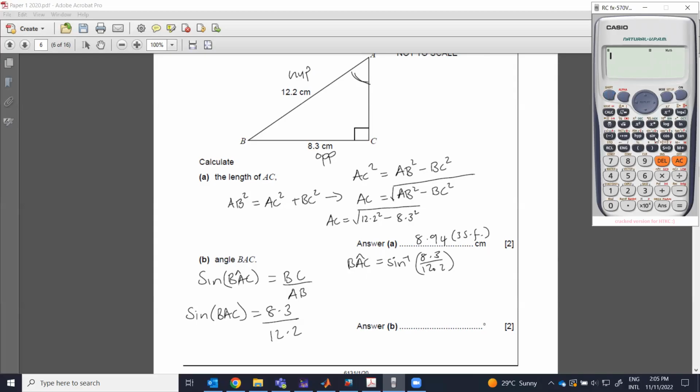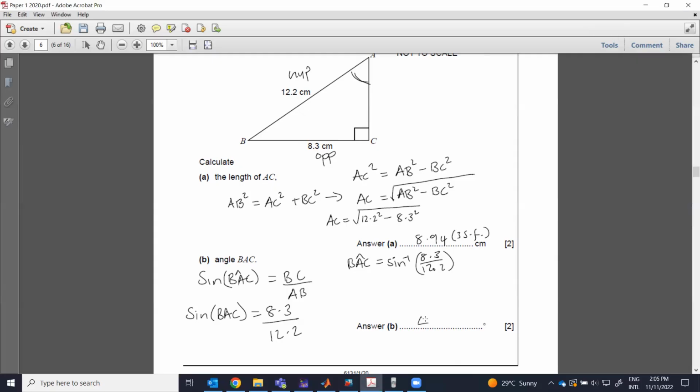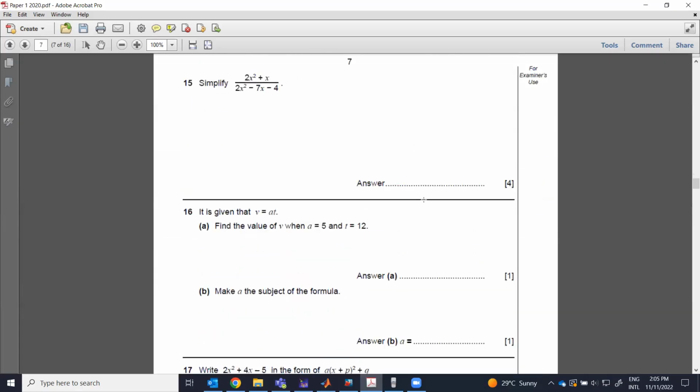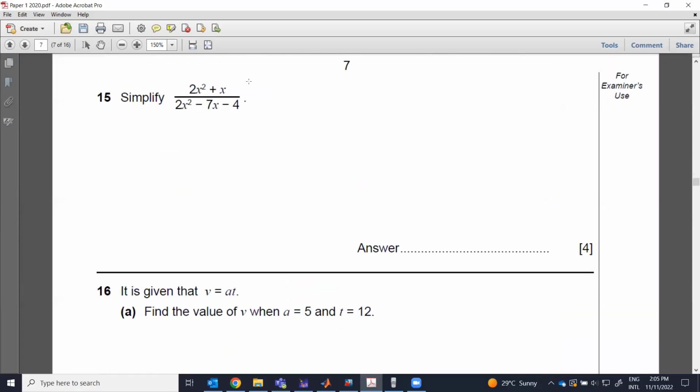So we type in sine inverse of 8.3 over 12.2. Okay, my bracket. Okay, make sure brackets are there, very important, and that is 42.9 degrees. And this is to 3 significant figures. Okay, just make sure you follow all the instructions on the question paper about rounding off your answers. Okay, and now we can zoom back.